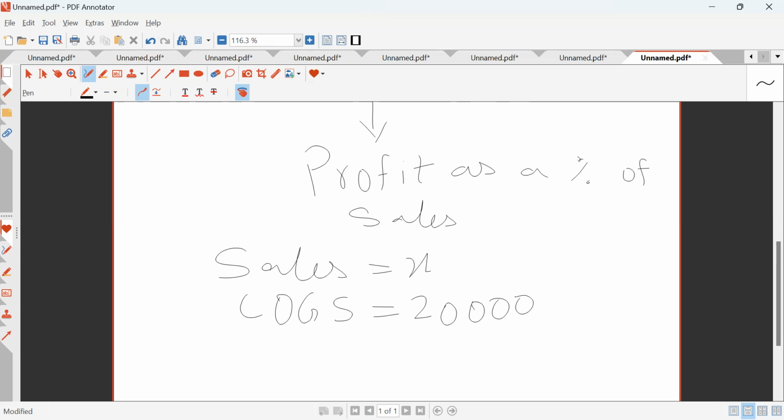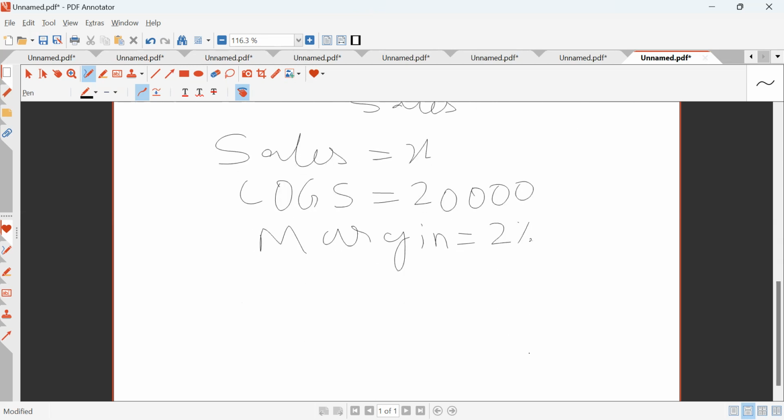And he had given me margin of 2%. Examiner wants me to calculate sales. So we need to understand the steps of calculating sales. If the examiner gives us margin, I'll do sales minus cost of goods sold equals gross profit. That's the formula for gross profit.